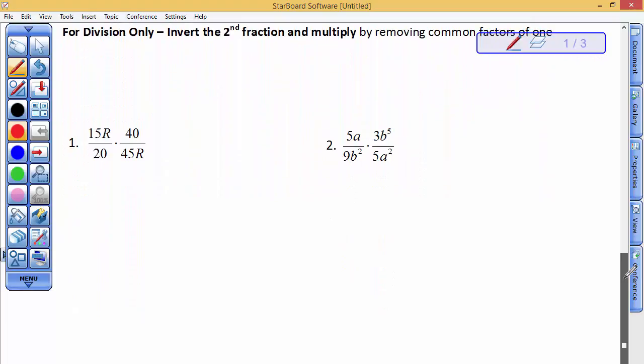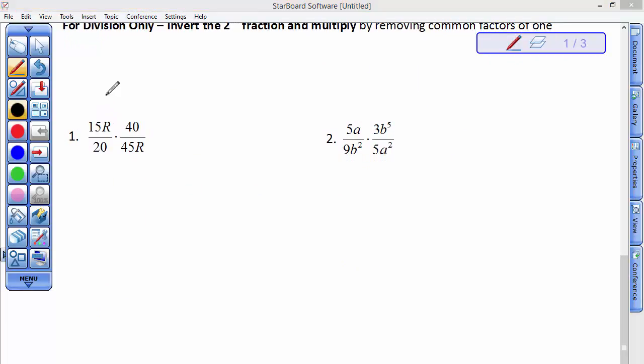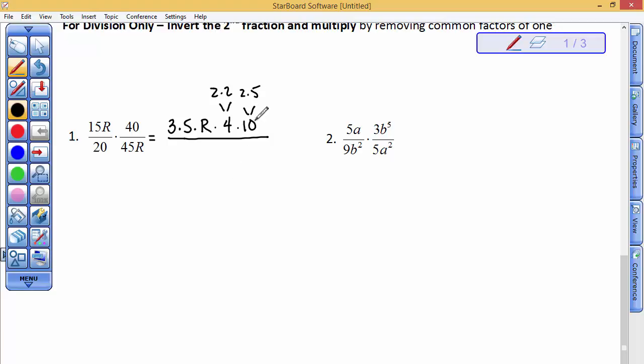Now, just to make it easy on you initially here, I'm going to go ahead and break these up into primes. So I'm going to call 15 3 times 5, and then I have times r. And 40 is 4 times 10, and 4 is 2 times 2, and 10 is 2 times 5. So really, the number 40 is 2 times 2 times 2 times 5. This is the long way to go about reducing. The number 20 is 2 times 10, but 10 is 2 times 5. So this is the number 20. Next to it is a 45, which is 5 times 9. But 9 is 3 times 3, and then it had an r with it.